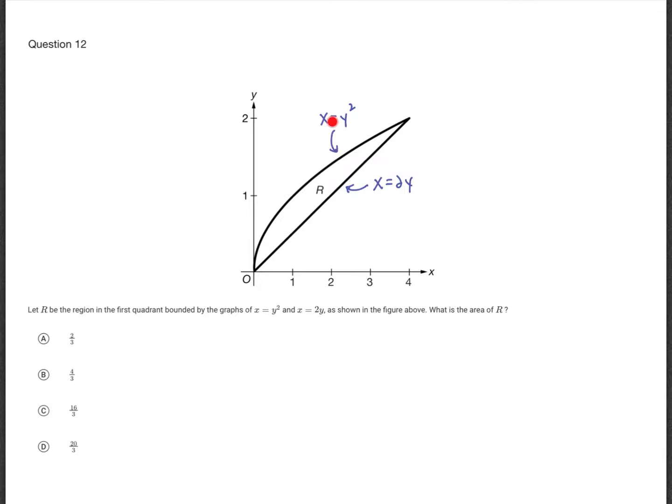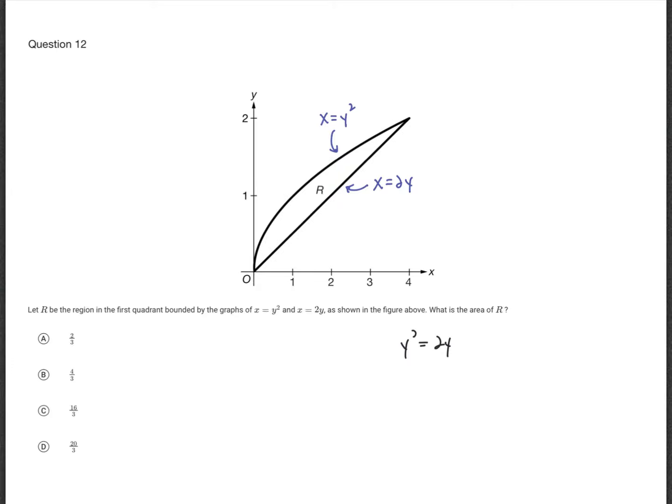Okay, so we could actually set these functions equal to each other. y squared equals 2y, but then you just see y equals 2, actually I'll do it. So to get intersection points, you set the functions equal to each other.